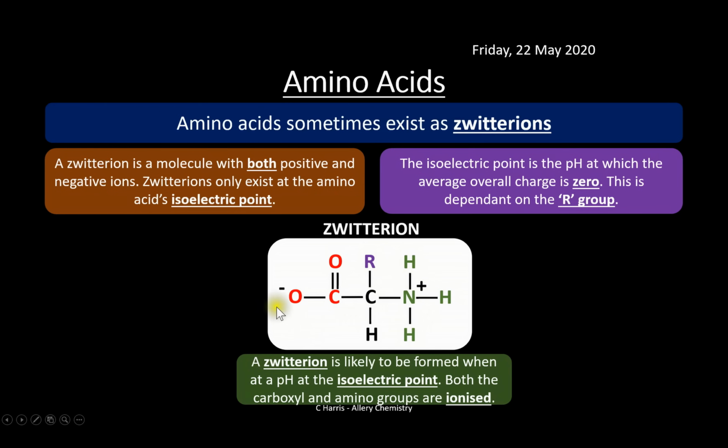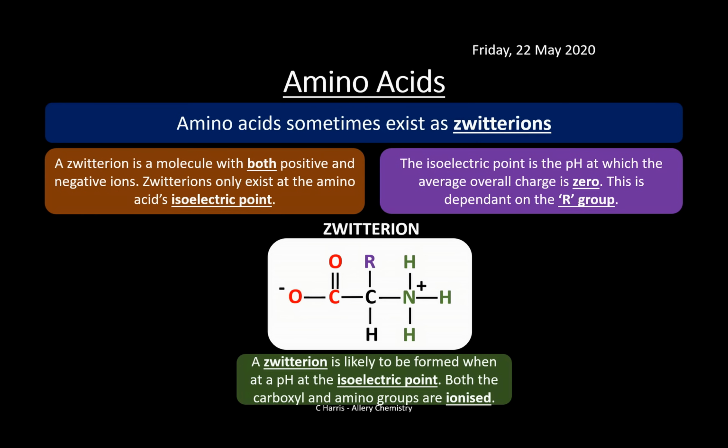So you can see here this is a Zwitterion because we've got two ions there, a positive ion and a negative ion. So this is likely to be at the isoelectric point, whatever pH that is. Don't assume that this is always at, say, pH 7, because different amino acids have different isoelectric points. So it really just depends on that.